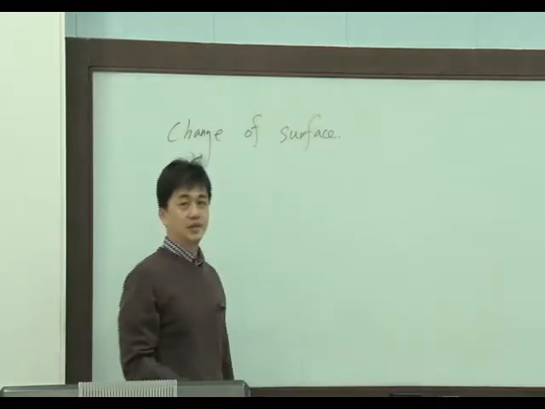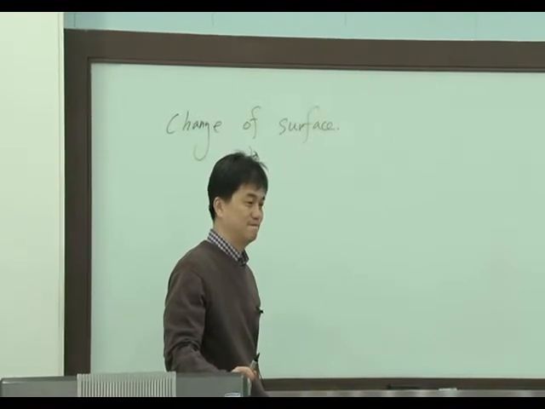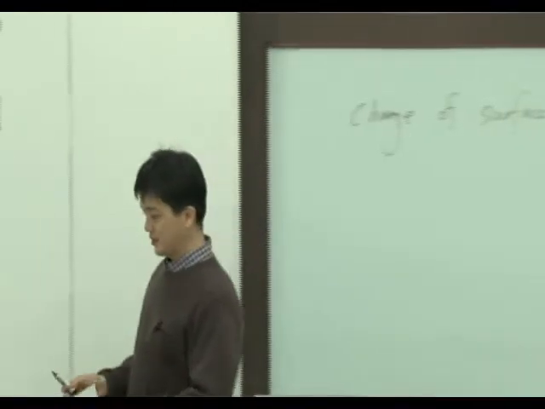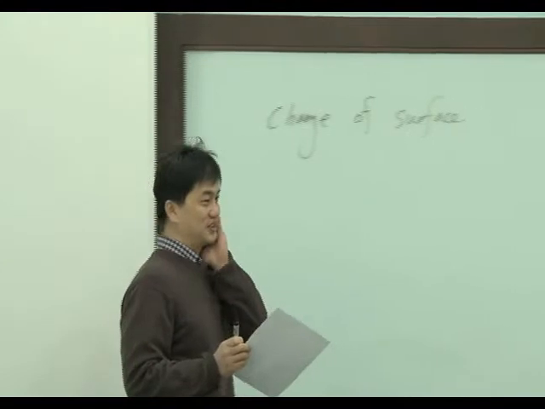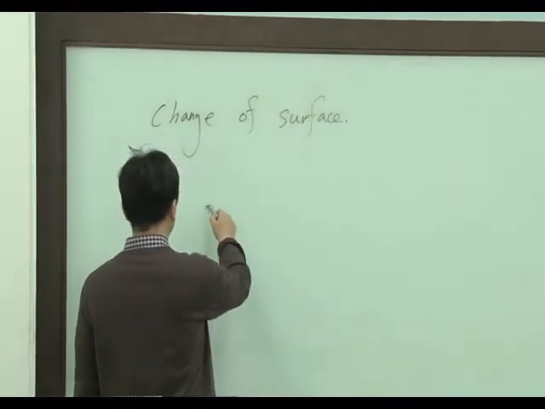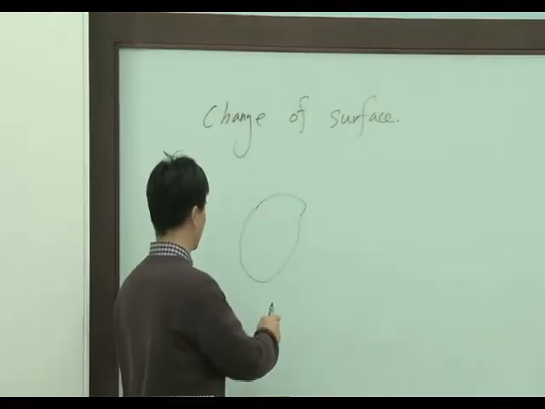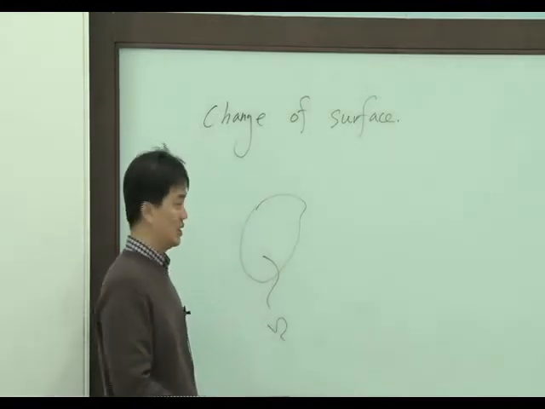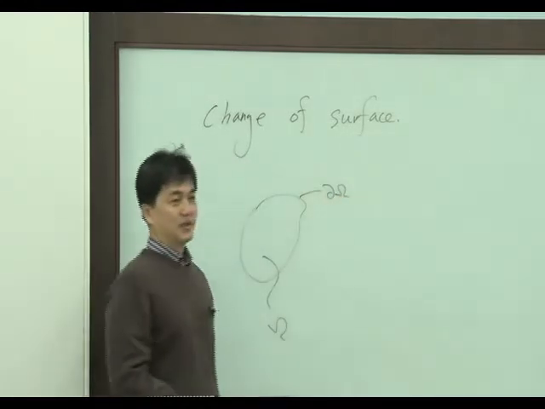Okay, so let's talk about the change of surface. What's the surface? Surface, yeah? Your skin is the surface of your body, right? So when we have some body, it has a surface. For example, let's say this body domain is omega, and it has a surface. This is the surface, right?